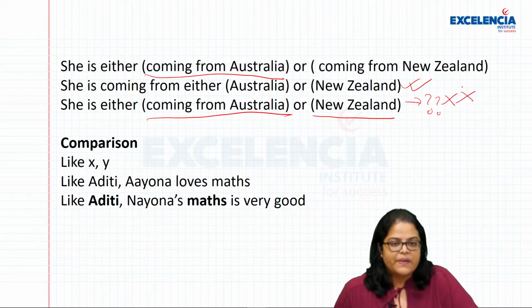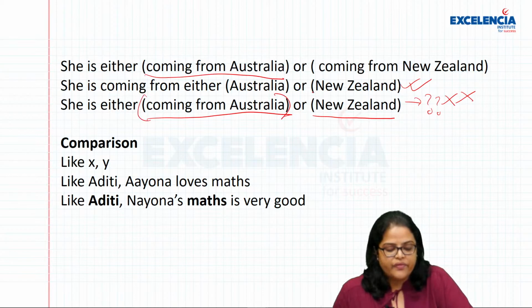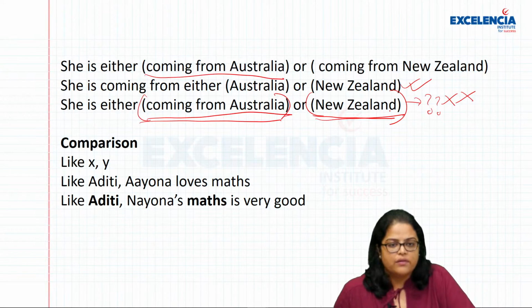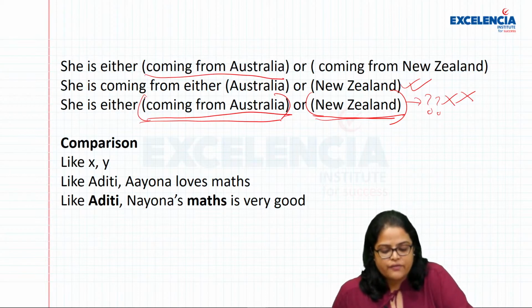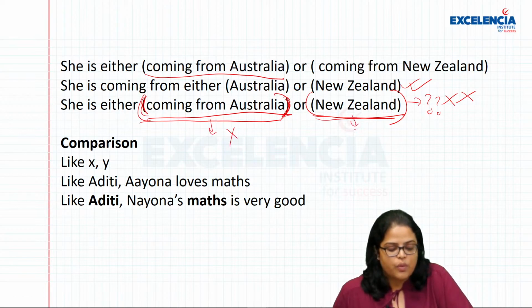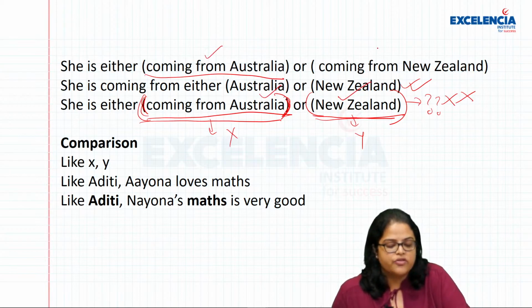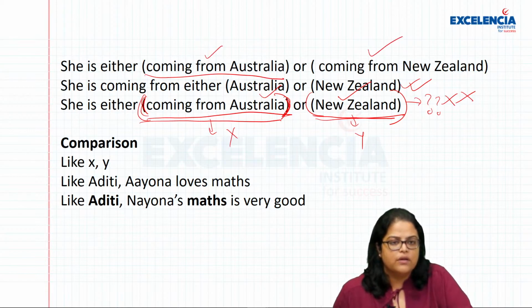Okay, we again colloquially speak like this. This is like my X and this is like my Y. So coming from Australia and New Zealand, that's not parallel. I've just put these curly brackets to mathematically show you that this is X and this is Y. And this is not parallel. So I can either say what Madhumita just said, she's coming from either Australia or New Zealand. Or I can say she's coming from Australia or coming from New Zealand. So that's also okay. I just have to ensure that X and Y are totally parallel.